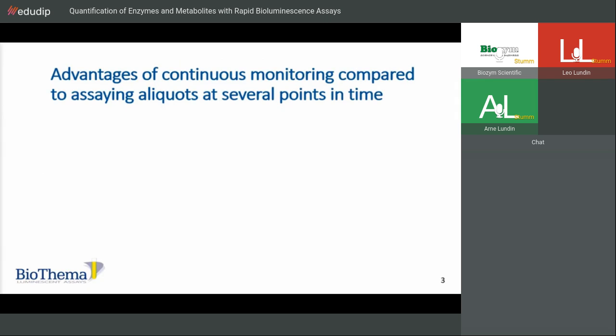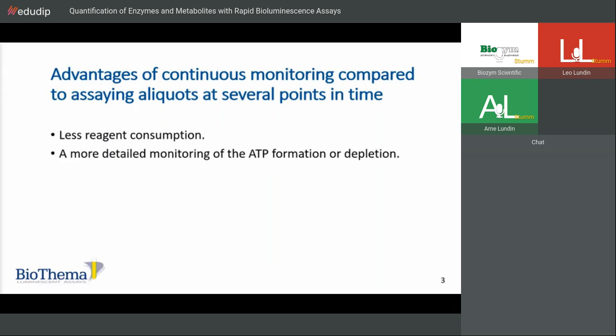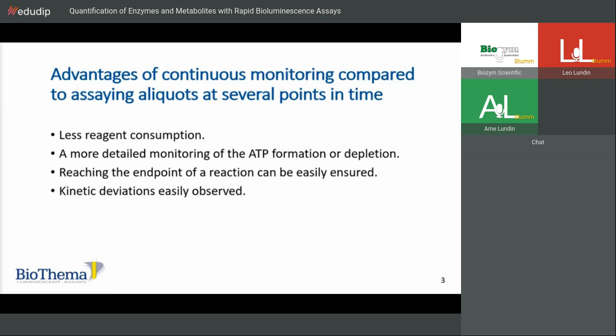What are the advantages of continuous monitoring compared to assaying aliquots at several points in time? One is obvious, it's less reagent consumption, and you get a more detailed monitoring of the ATP formation or depletion. And you will see that you have reached the endpoint of the reaction. And kinetic deviations are easily observed.